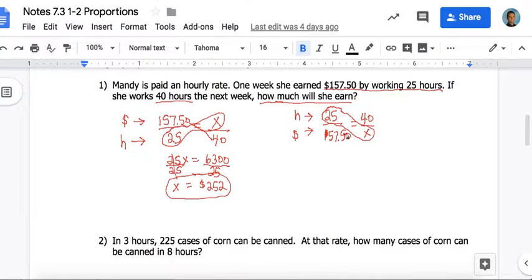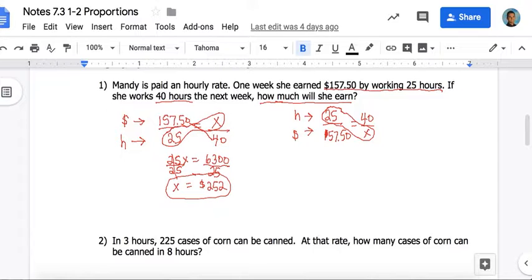It would just, I would move this over to this side. So as long as 25 is diagonal to the x, any of those would work. Any of those proportions that had the 25 diagonal to the x would work for number 1. So there are several different ways to write a proportion for the same problem.